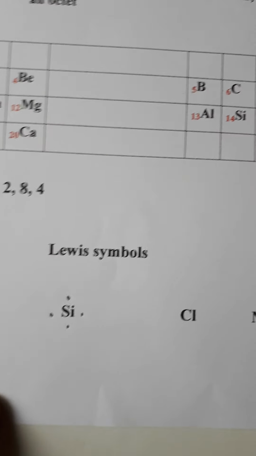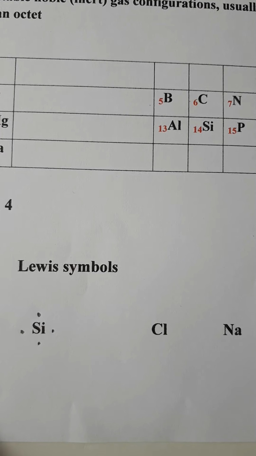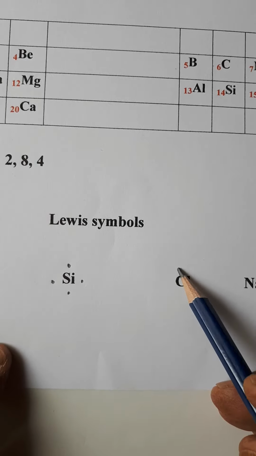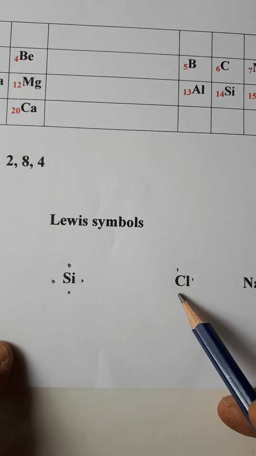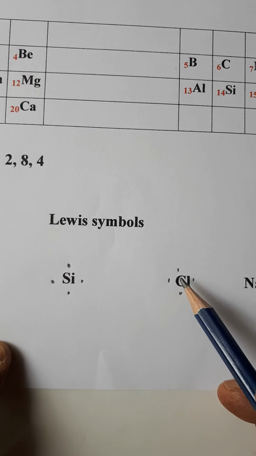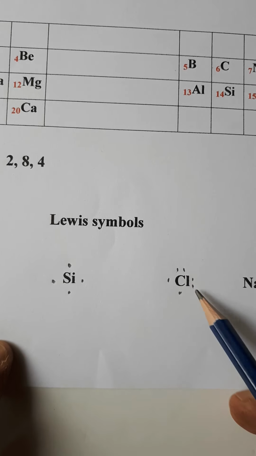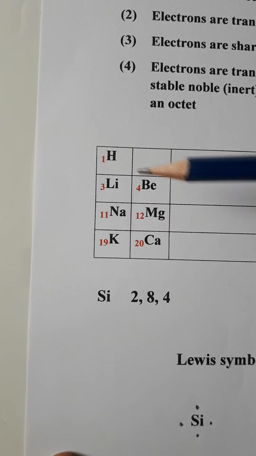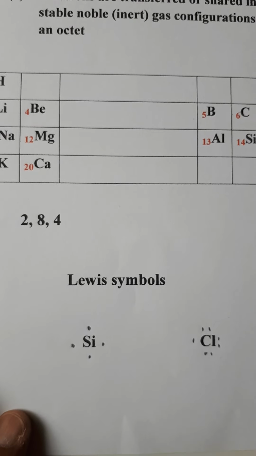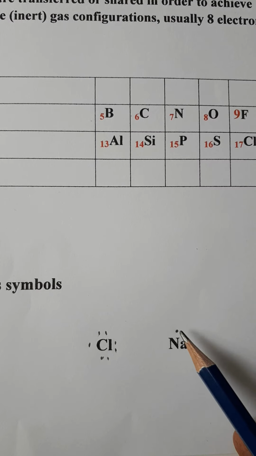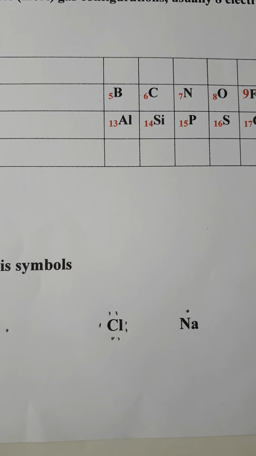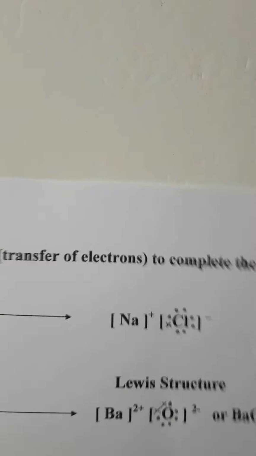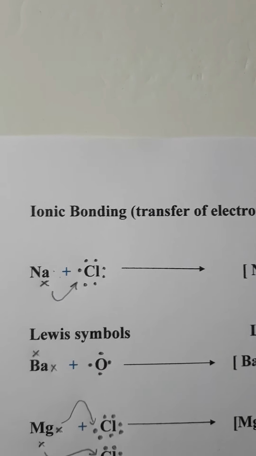So let's see, chlorine, it has 7 in the outermost shell. So this is the way of drawing it. Start with the 1, 2, 3, 4, and then we go back 5, 6, 7. Sodium is in group 1, so it has only 1 electron. We can show it like this, 1 electron. So keeping this in mind, let's go to look at our ionic bonding story.